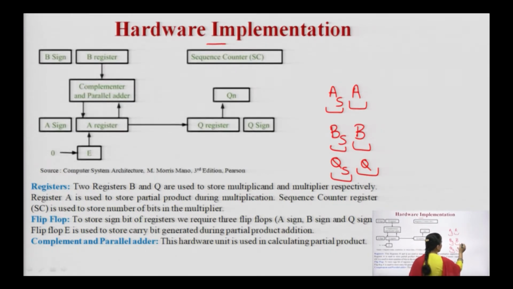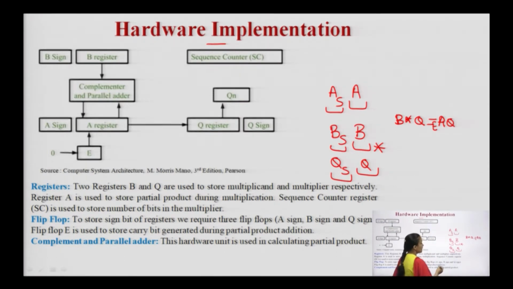So, we have to multiply B and Q, and the result we get in AQ. B cross Q, they are multiplied, and the result is obtained in AQ, and if there is a carry, it will be stored in E.